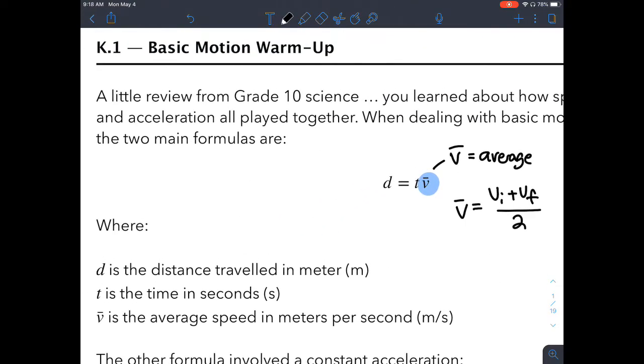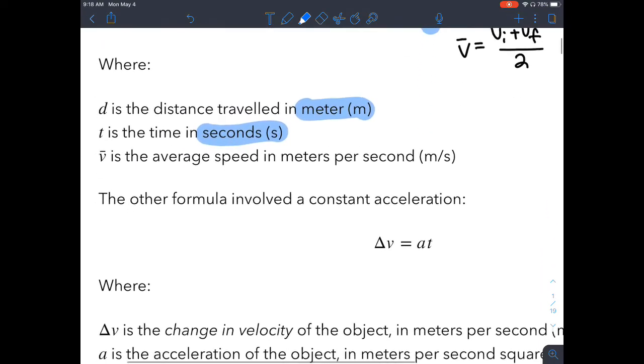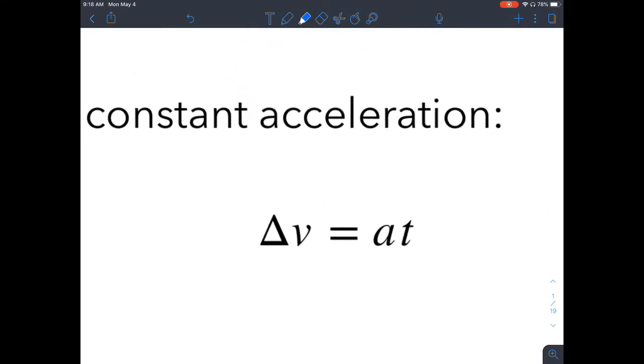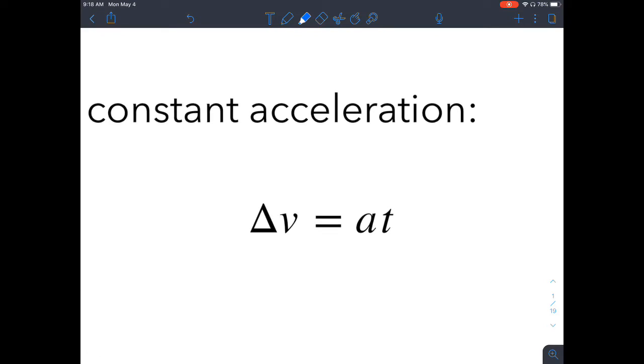And of course, where D is the distance in meters and T is the time in seconds, okay? That's formula number 1. Formula number 2 involves a constant acceleration. The change in velocity is equal to acceleration times time.